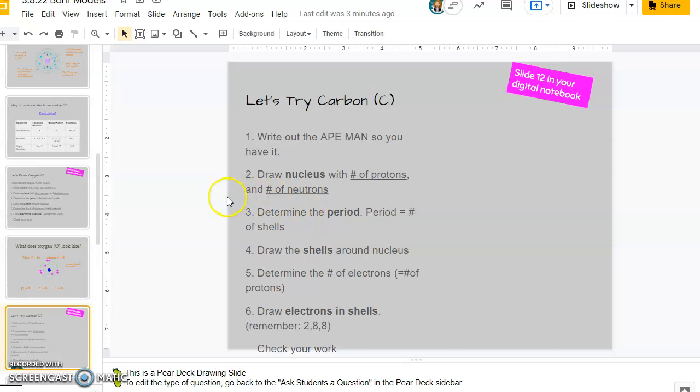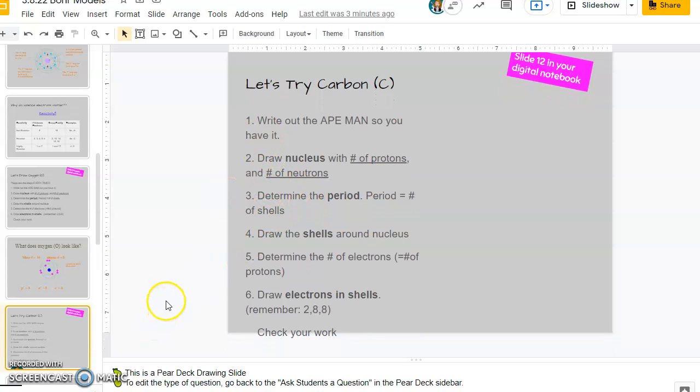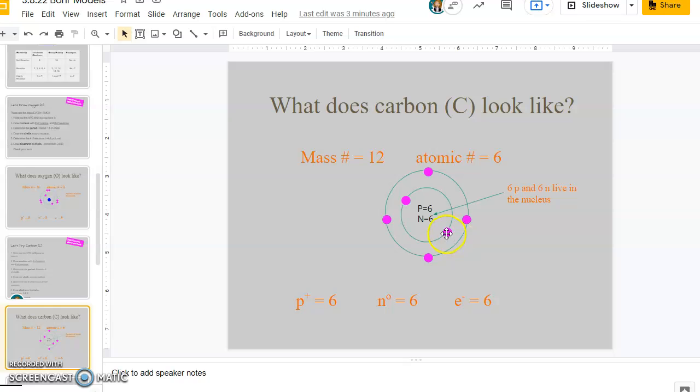If we're doing carbon, we repeat the same procedure. And this is what carbon looks like. We have 2 and then we have 1, 2, 3, 4. Okay, 6 protons, 6 neutrons in the nucleus. And I find this P equals 6, N equals 6 to be really easy to use. It's much easier for you.